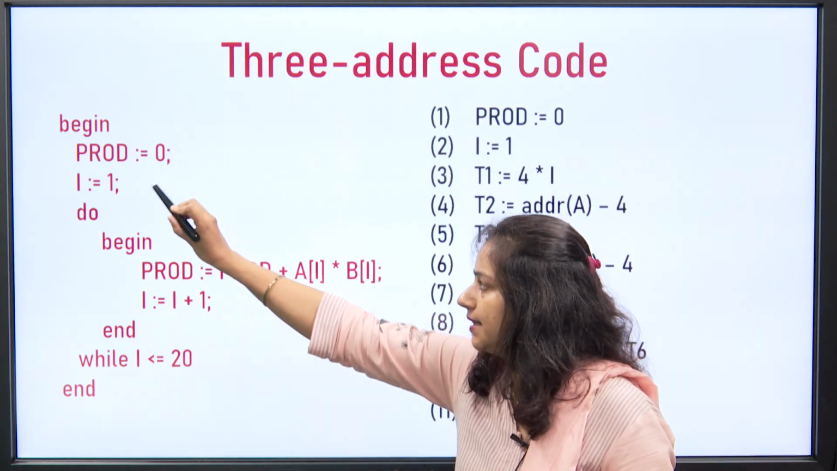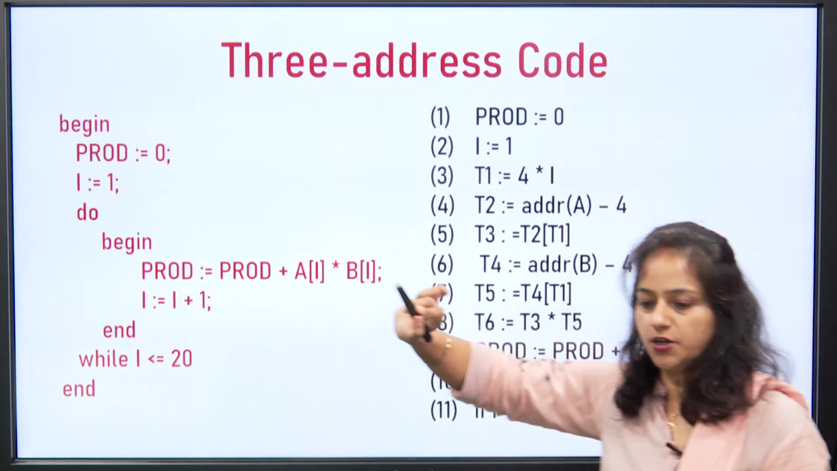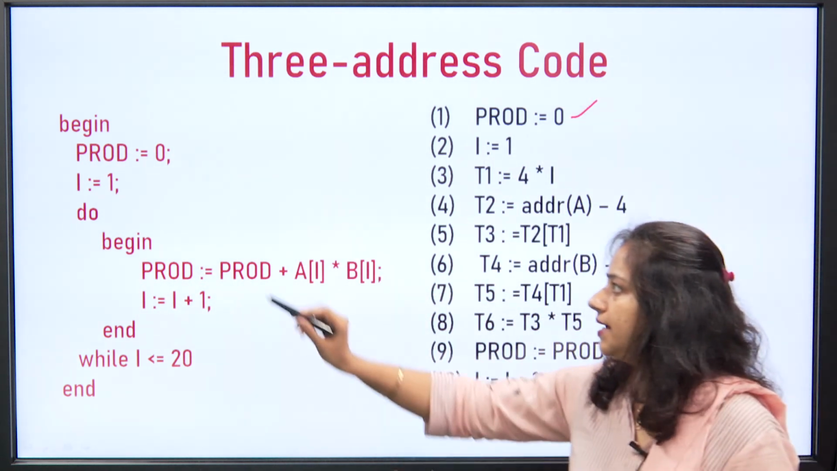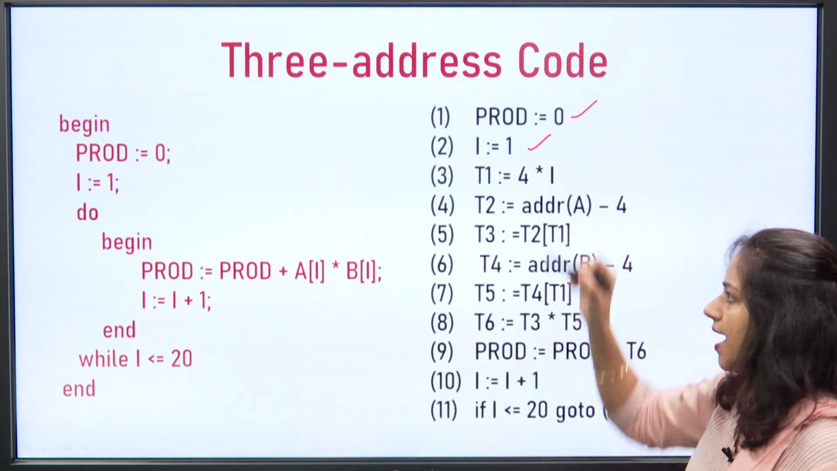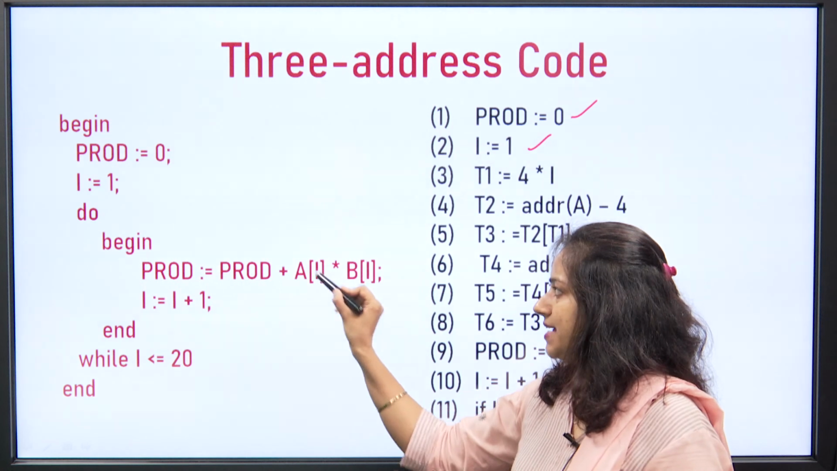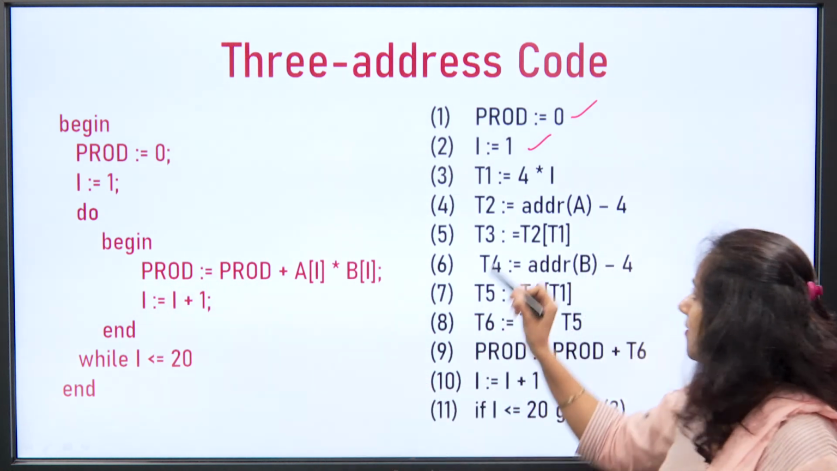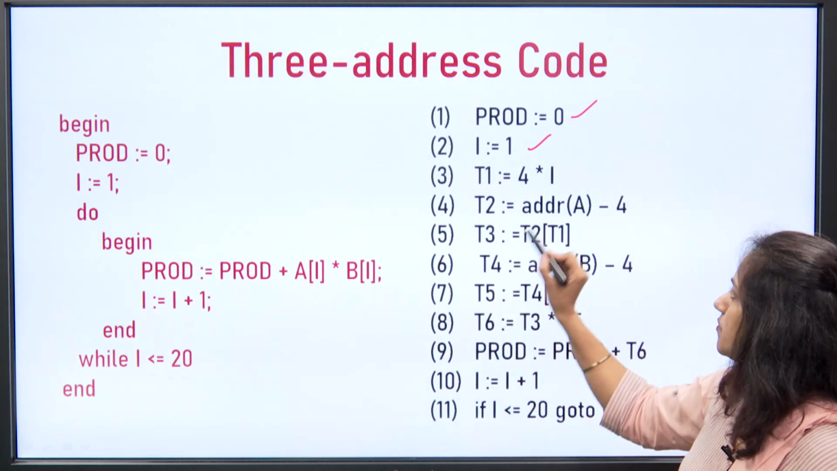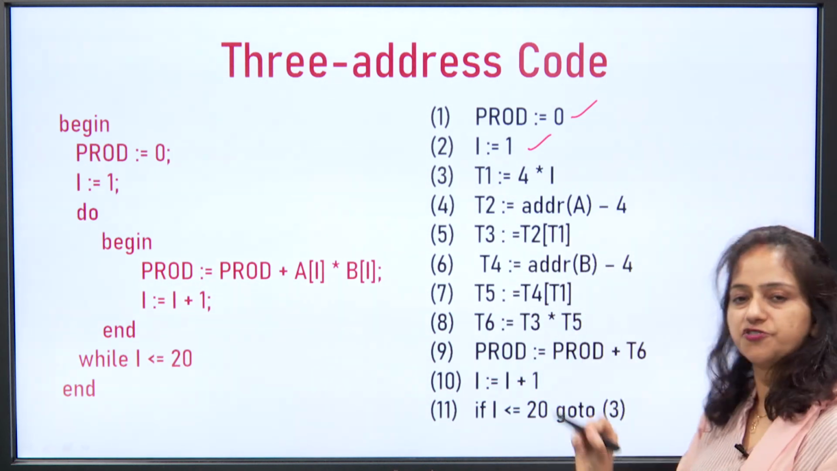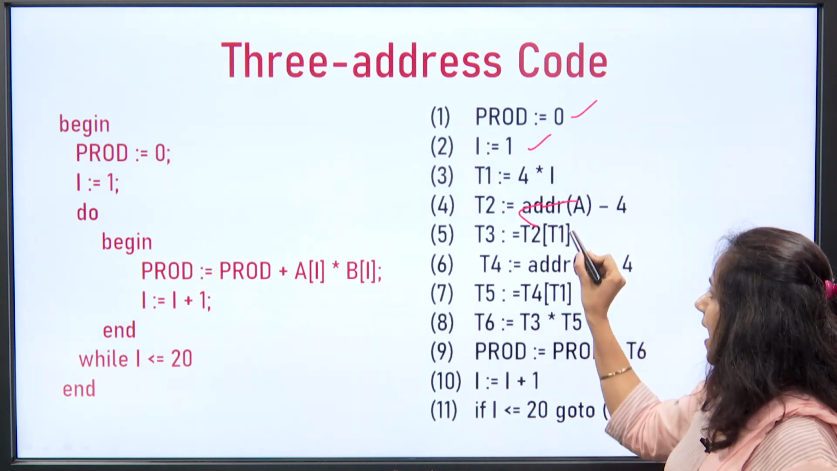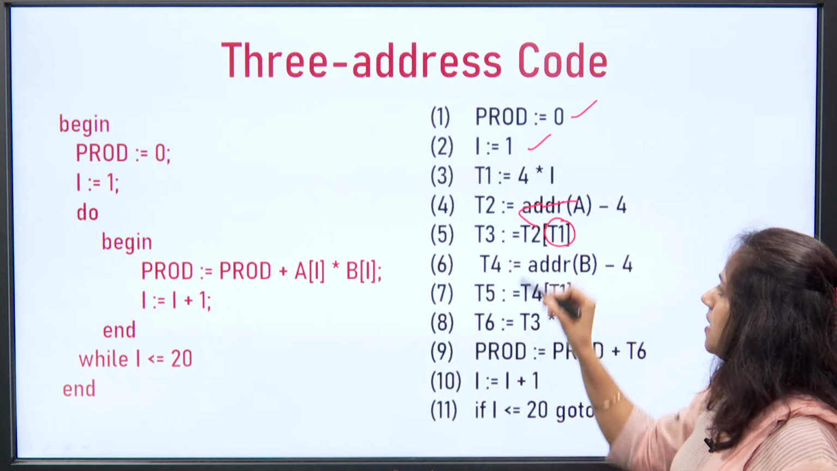First is the beginning, then product is equal to 0, and then I is equal to 1. Here the word size is 4. So, we can write T1 is equal to 4 into I, and then T2 is equal to address of A minus 4, and this is basically related to A, and this is the index, that is T1.